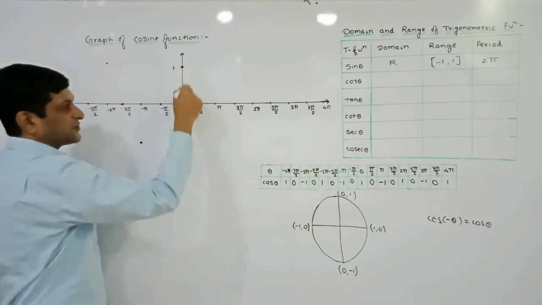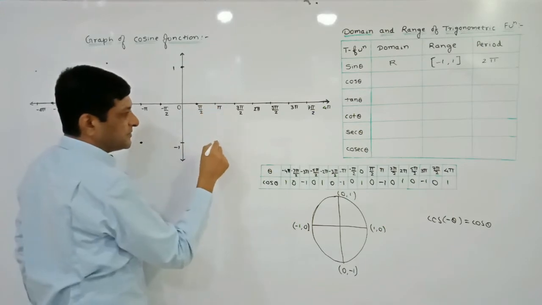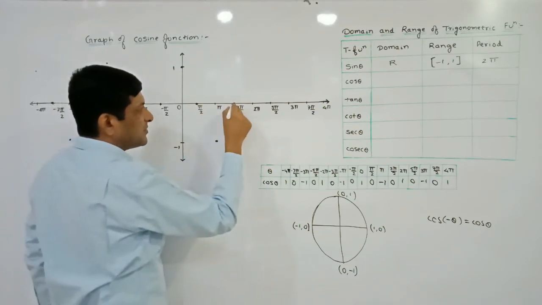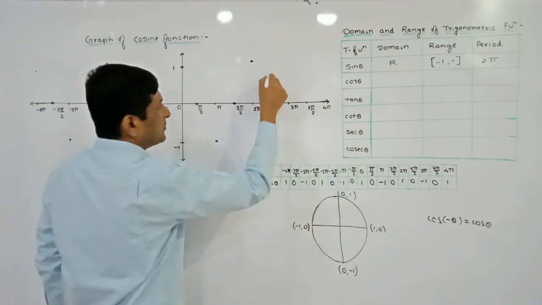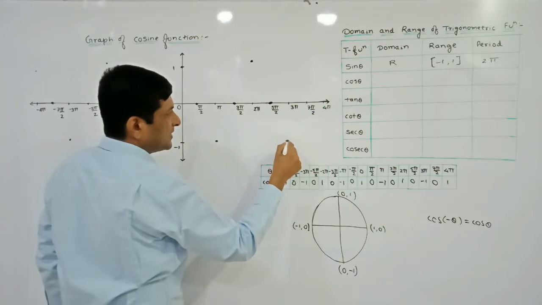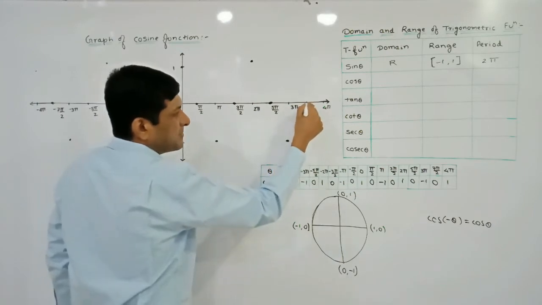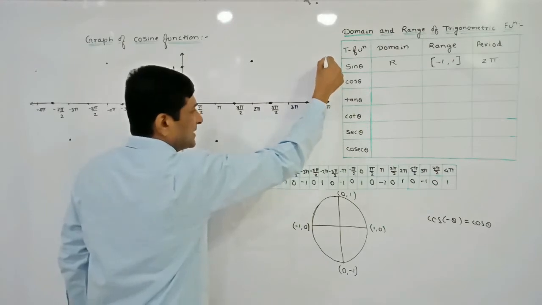After +1, at pi by 2, observe the table, its value is 0. At pi its value is -1. At 3 pi by 2 its value is 0. At 2 pi its value is +1. At 5 pi by 2 its value is 0. At 3 pi its value is -1. At 7 pi by 2 its value is 0. And at 4 pi its value is +1.